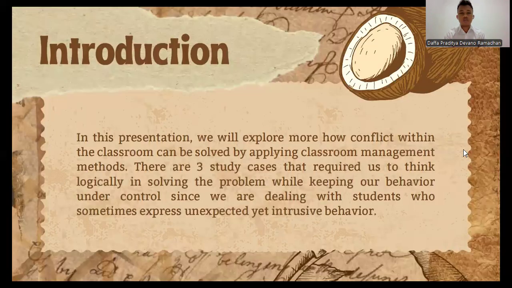So in this presentation, we will explore how conflict within the classroom can be solved by applying classroom management methods. There are three study cases that require us to think logically in solving the problem while keeping our behavior under control, since we are dealing with students who sometimes express unexpected yet intrusive behavior. I'm about to bring you to cases that are unusual in the classroom, but you probably would find something like this when you are teaching in front of the class.